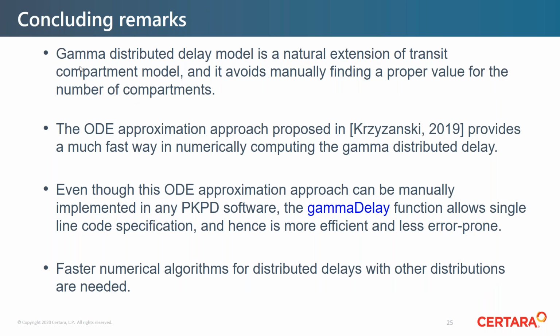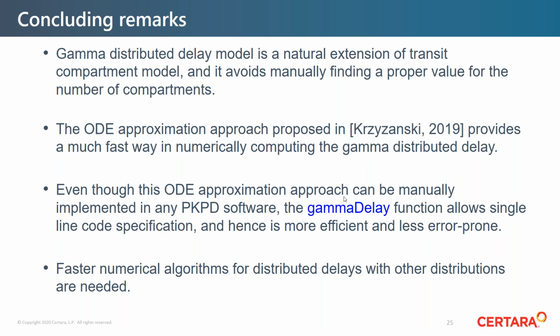In conclusion, gamma distributed delay model is a natural extension for transit compartment model. It avoids manually finding a proper value for the number of compartments. Now, the ODE approach proposed by Walter 2019 paper provides a much faster way in numerically computing the gamma distributed delay.